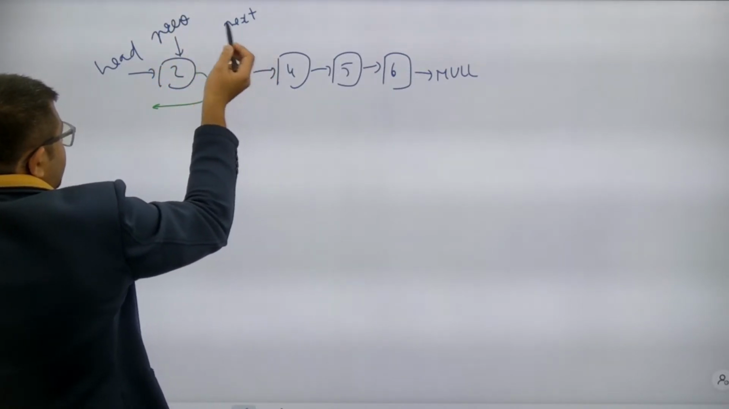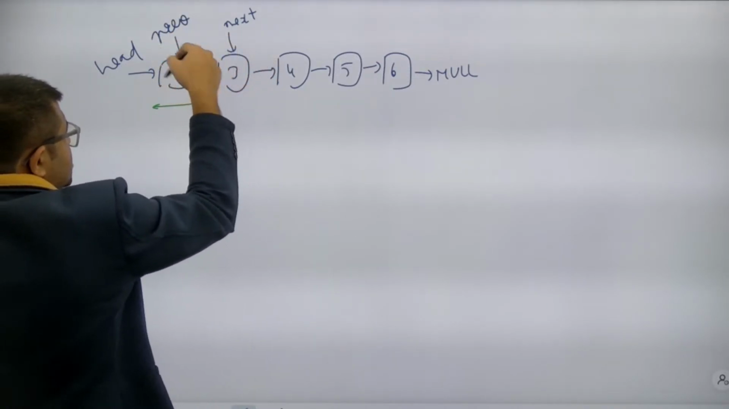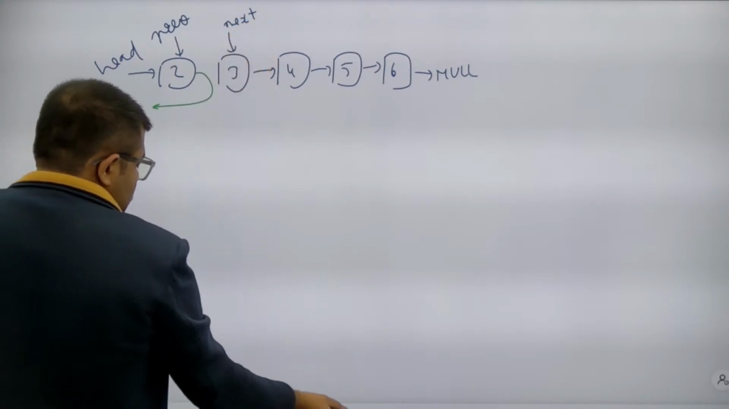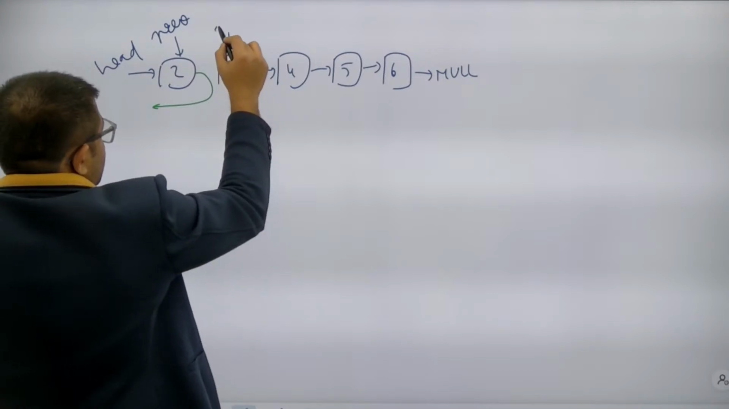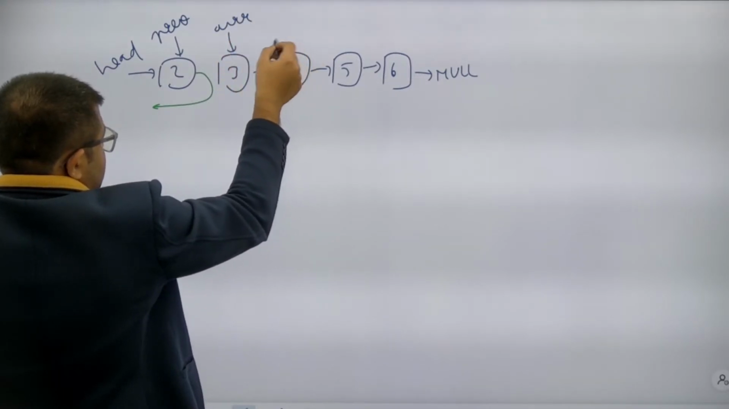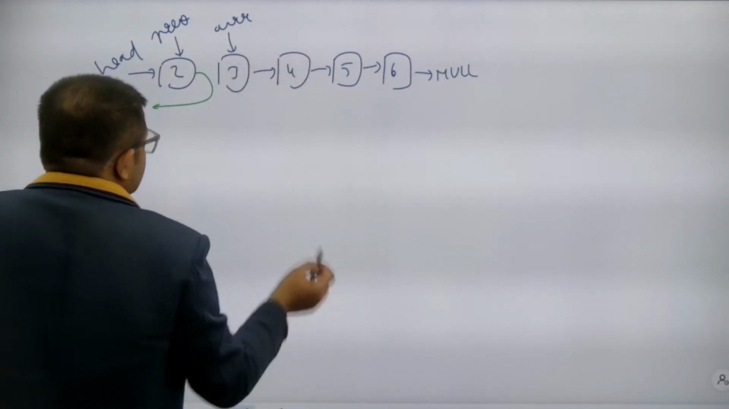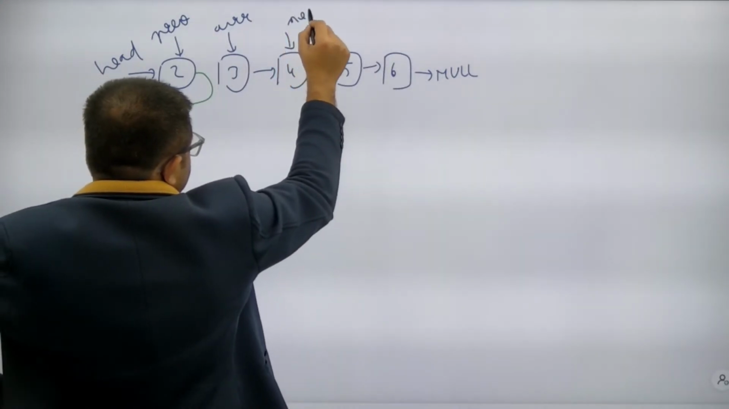Then I say current equals next. At present current is here, it becomes equal to next. Okay, so your current becomes here, and your next is equal to current next. So your next will come here.